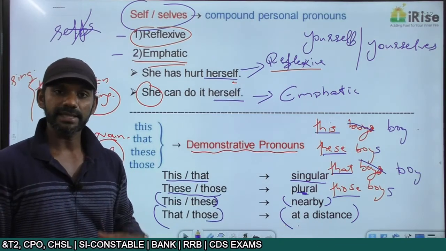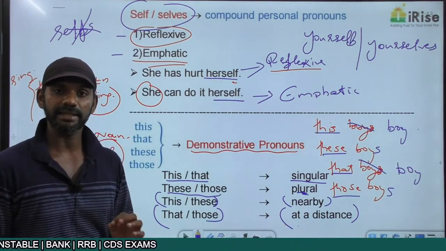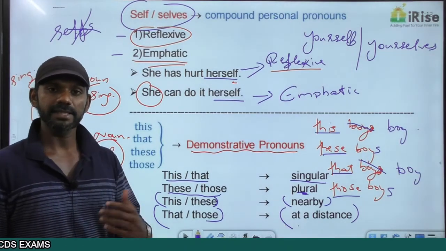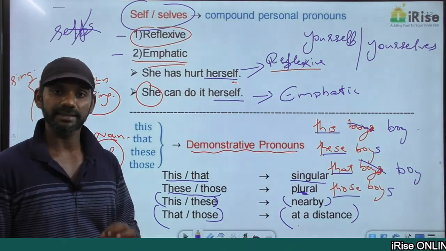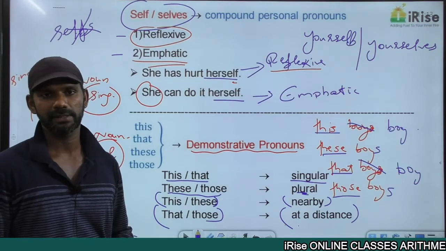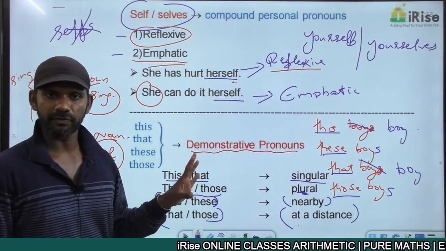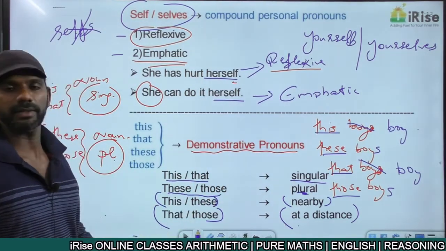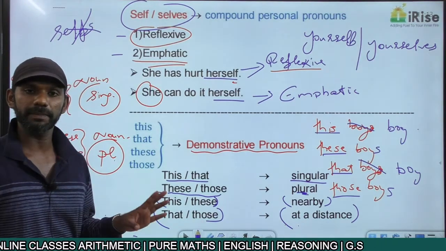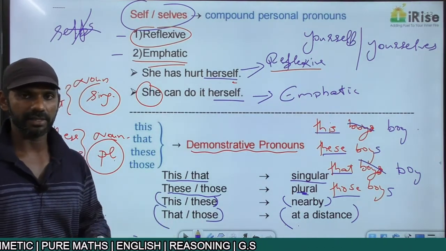This kind, these kinds, those kinds, that kind. This type, these types, that type, those types. So this is a rule regarding demonstrative pronouns. So these are rules we need to know in the topic pronouns as far as our examination is concerned.